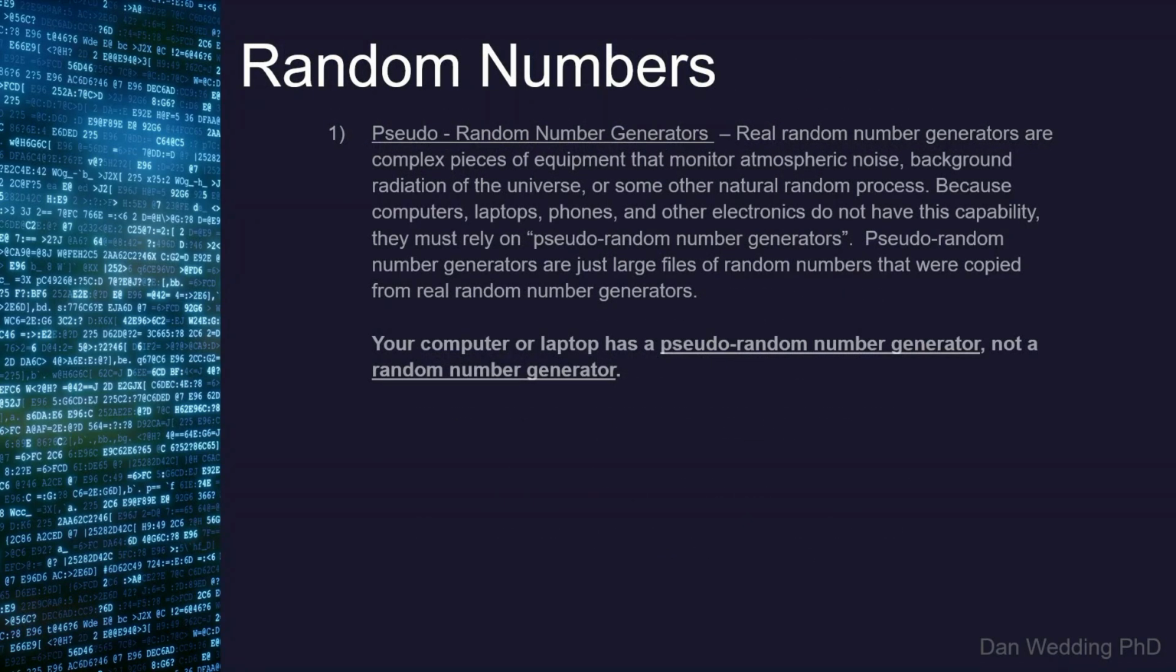Real random number generators are complex pieces of equipment that monitor atmospheric noise, background radiation of the universe, or some other natural random process. Because computers, laptops, phones, and other electronics do not have this capability, they must rely on pseudo-random number generators. Pseudo-random number generators are just large files of random numbers that were copied from real random number generators. Your computer or laptop has a pseudo-random number generator and not a random number generator.